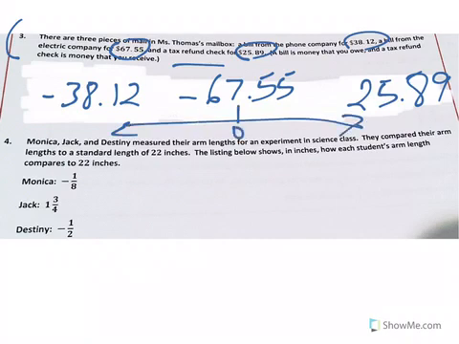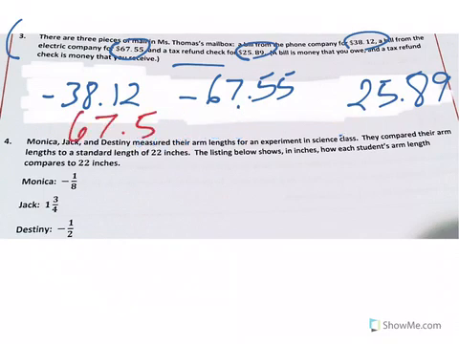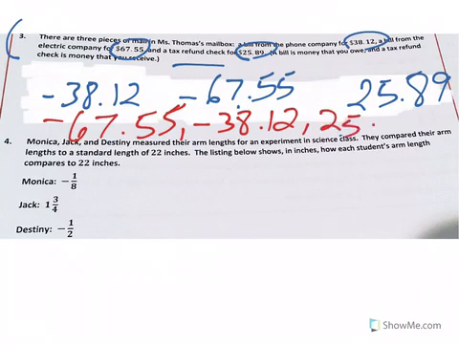So to put them in order from least to greatest, if this was on a number line, we had 0, we know that 38.12 would come before 67, right? You'd rather owe $38 than $67. So the smallest number here is, excuse me, negative 67.55. That is important. Followed by negative 38.12, and then your largest number would be positive 25.89. All right. Next example.